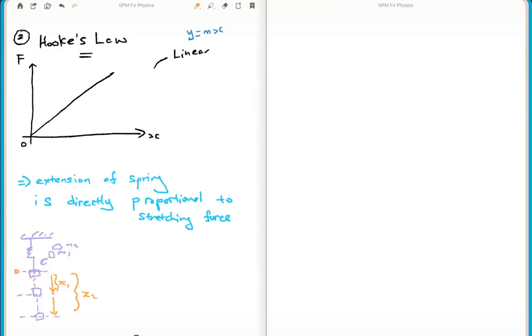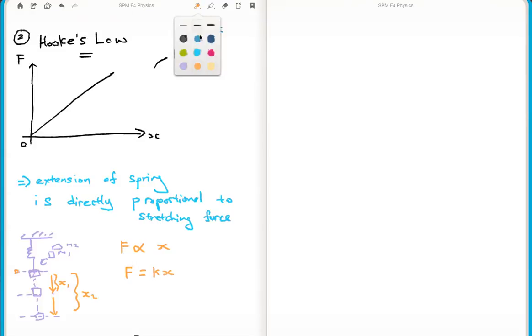What happens if you add a load? The whole spring, all the mass over the spring, will be elongated. Add more mass, and it elongates further. Then you plot it into a graph and get a linear graph, where Hooke's Law says F is directly proportional to the extension of the spring. In maths, F equals Kx.